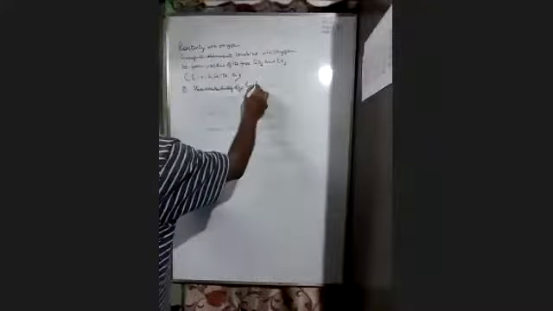The stability of higher oxidation state decreases down the group. For example, sulfur trioxide is very stable, but if I go to tellurium trioxide, they are less stable.